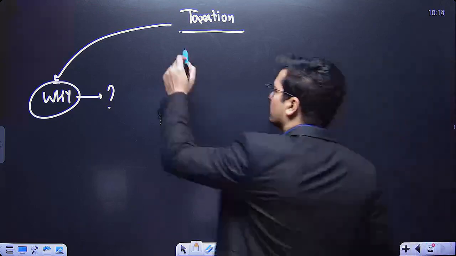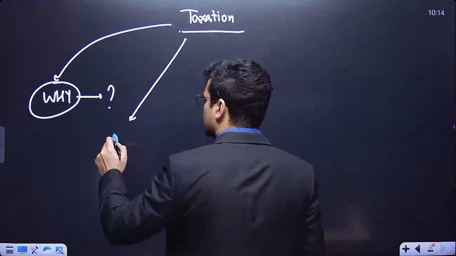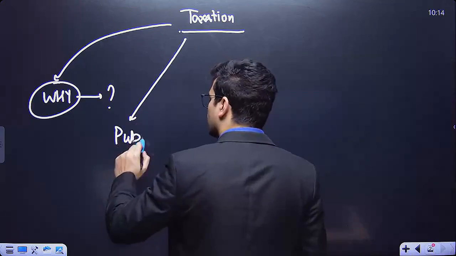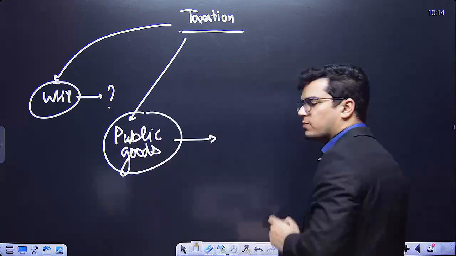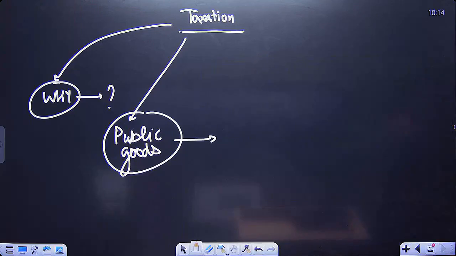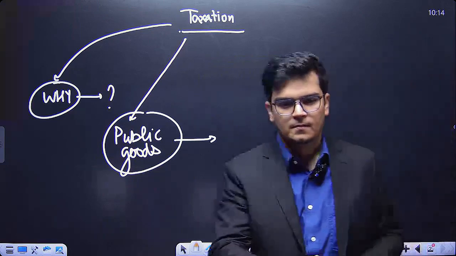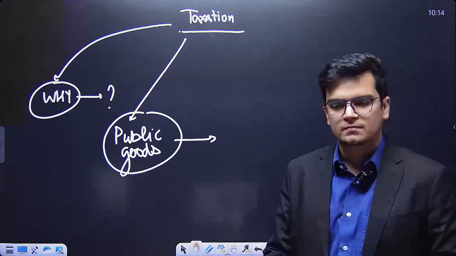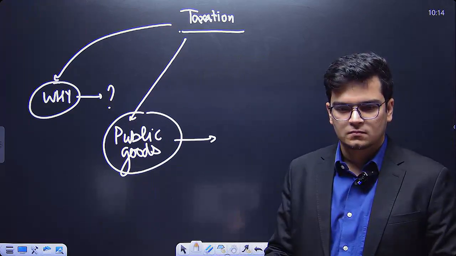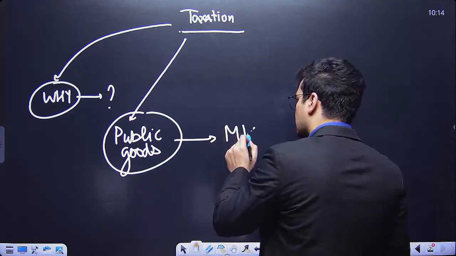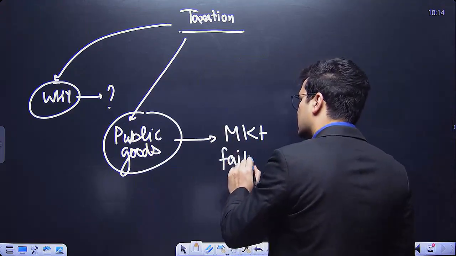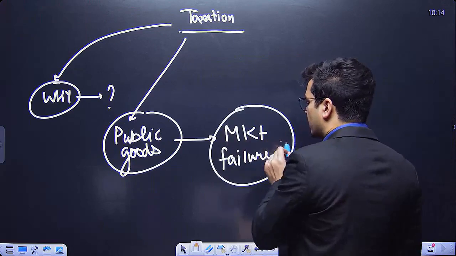The only purpose of collection of tax, and I have taught you this before, is the provision of public goods, so that government can produce public goods. Why does government have to produce public goods? Because the market fails. Remember we studied market failure, externalities. Market fails to provide public goods.